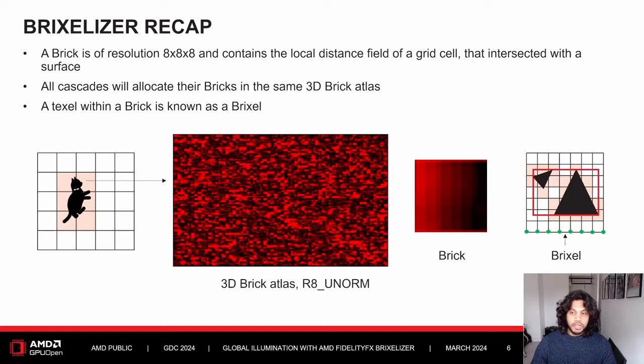A brick is a 3D texture of size 8 by 8 by 8 in R8 UNorm format. And all cascades allocate their bricks from a global brick atlas 3D texture. A texel within a brick is known as a brixel.